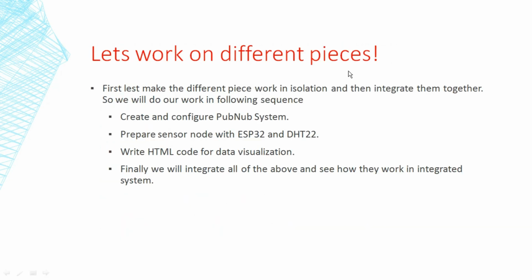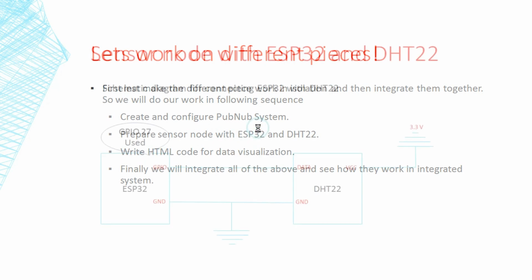So far what we have seen is how to create and configure the PubNub system. We have seen all the steps to create the app, and then the module, and then the function, and what is to be written in the function. So that has been covered. The first step has been covered. Now the second part, which is about the ESP32 and DHT22, we are going to cover this step now and see how the ESP32 is going to work along with DHT22. So let's move on to the next slide and see.